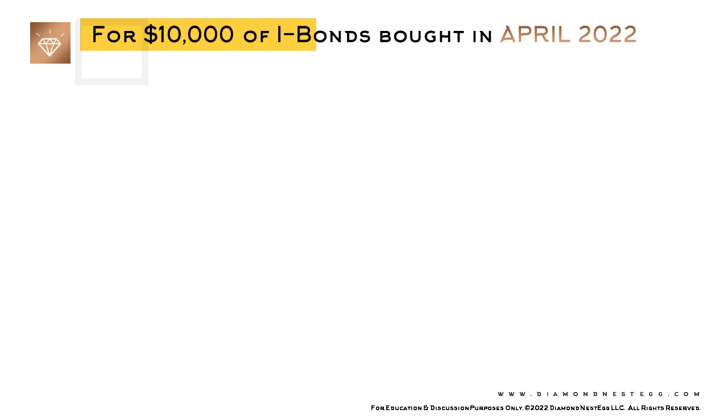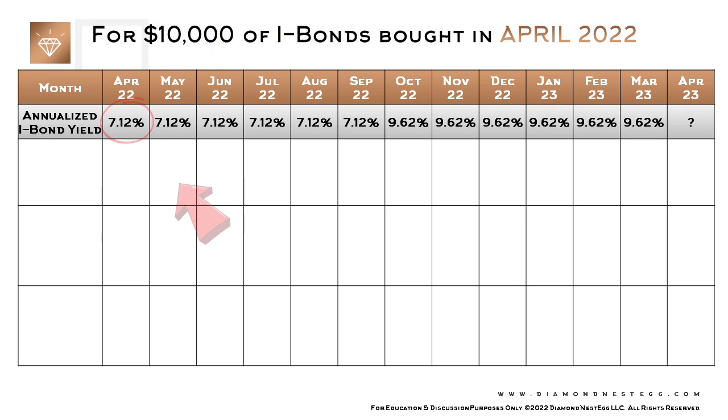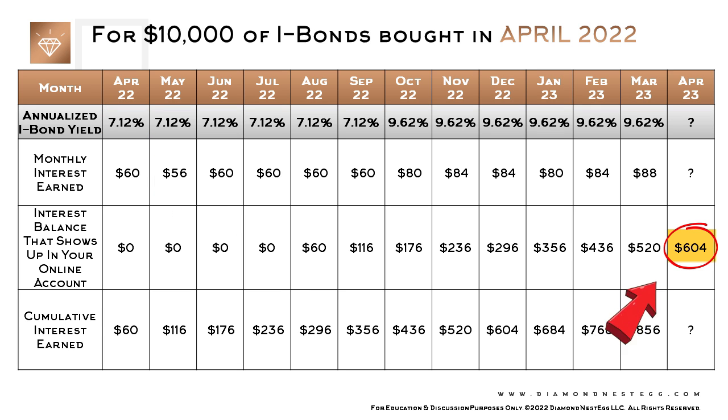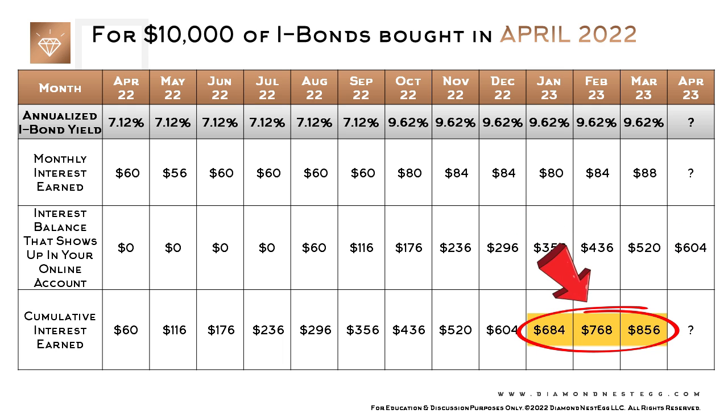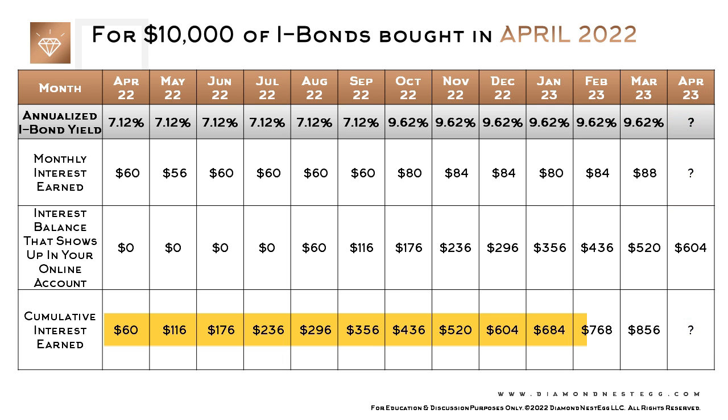So using this formula, if you had bought $10,000 of I-bonds in April at the 7.12% annualized yield, this is the amount of interest you would get if you redeem after 12 months in April 2023. Remember, that's minus the last 3 months' interest as an early withdrawal penalty. The question marks here are because we don't know what this I-bond rate will be yet. And this here is the cumulative interest you would have earned over the 12 months.